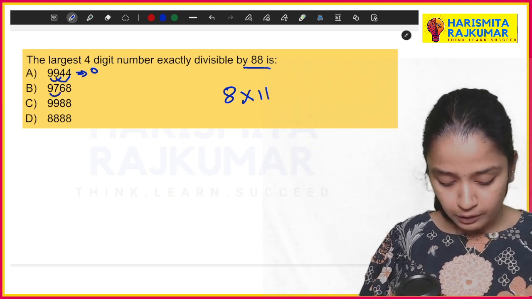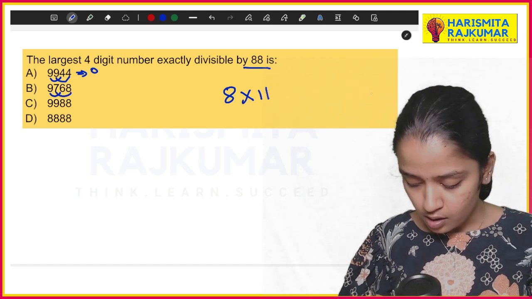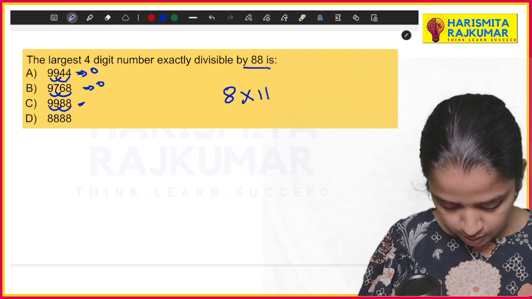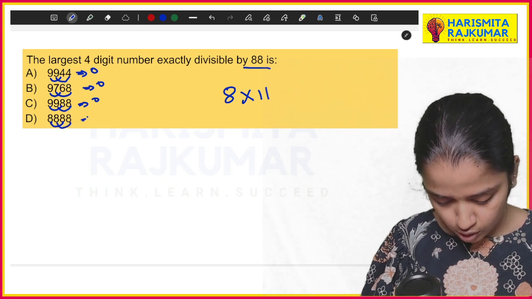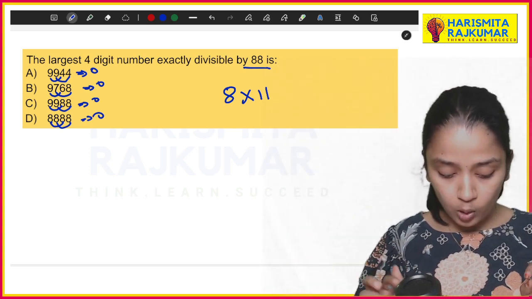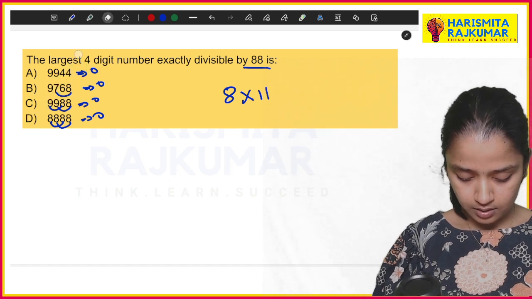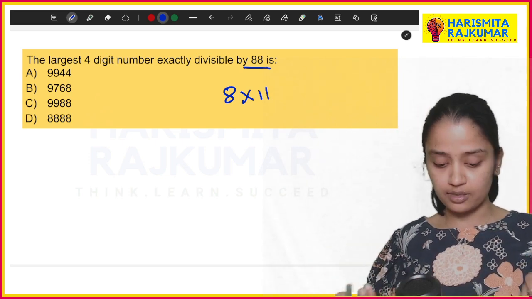Alternate digits, which is 15 minus 15, is also 0. This is also 0, and this is also 0. So all these numbers are divisible by 11. Now let me check for the other things. Okay, 11 I have checked.